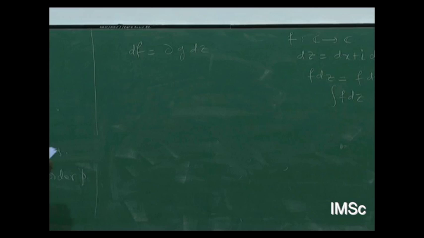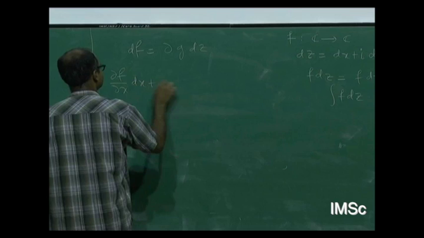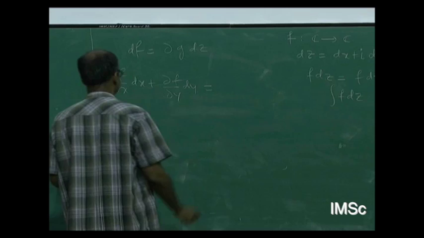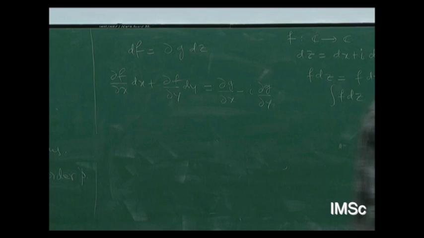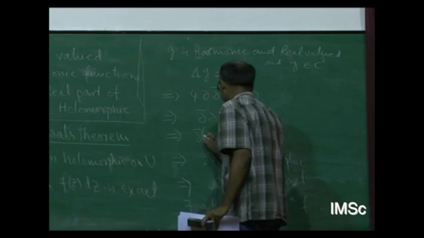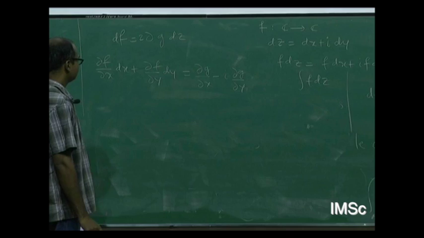So I just write it fully. This is del f del x dx plus del f del y dy, which has to be equal to del g del x minus i del g del y. That is just by the definition of this. There is a 4 missing, so we would just keep the 2, so that 2 will help, because we get rid of the half here.